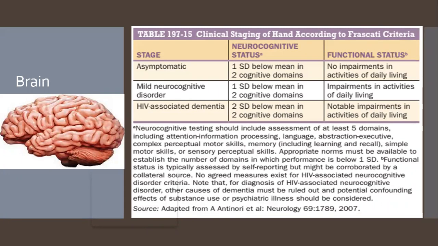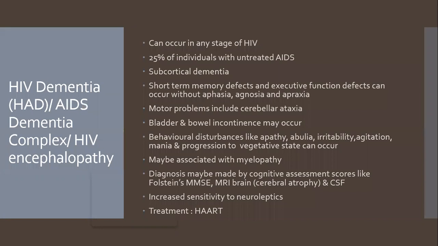So it's a big spectrum. Initially, it could be asymptomatic, where there is no impairment in daily activity. It could be mild neurocognitive disorder, where there is impairment in daily living. And the severe form is called HAD, HIV Associated Dementia. The same thing I told you, it can occur in any stage of AIDS. Since the CNS is the next important organ system affected by HIV, most of the patients will have it. It is a kind of subcortical dementia.